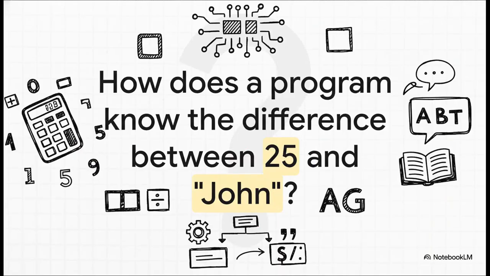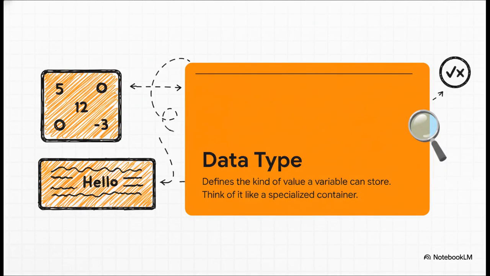So let's start with a really basic question, one that gets to the very heart of how computers think. How does a program know that the number 25 is something you could do math with, but the name John is, well, just text? The answer is a super important concept called data types. The best way to think about them is like specialized containers. One container is shaped perfectly to hold a number, another one is designed just for text, and a third can only hold a simple yes or no. It's like a sorting system that stops you from putting the wrong stuff in the wrong box.